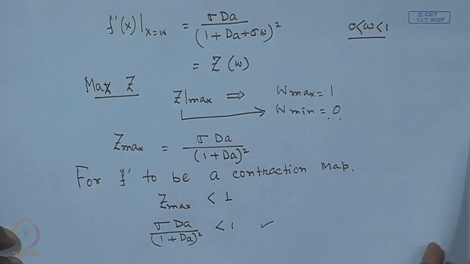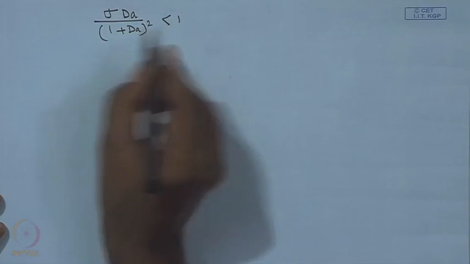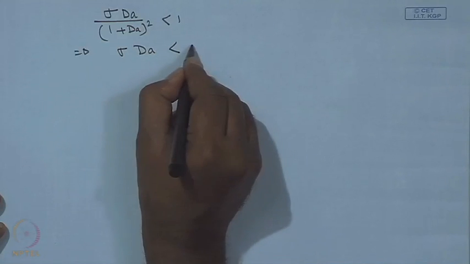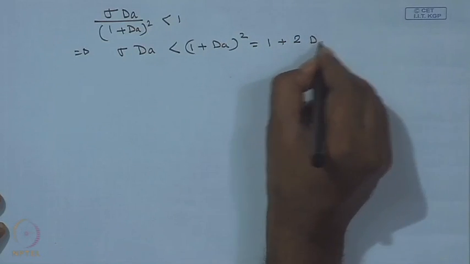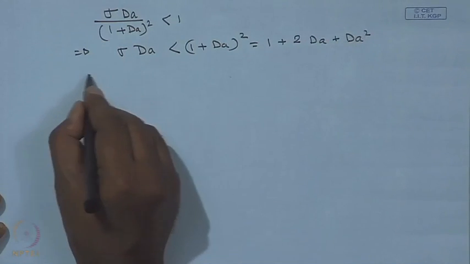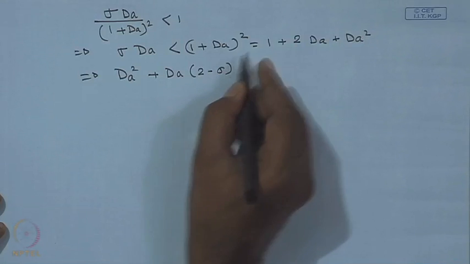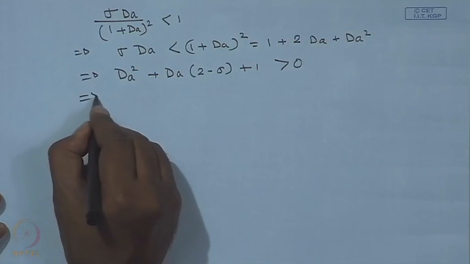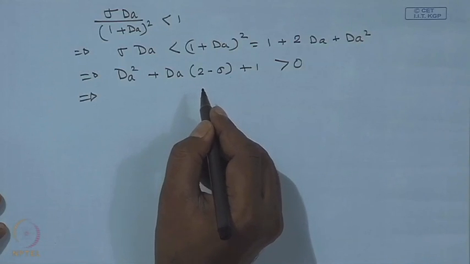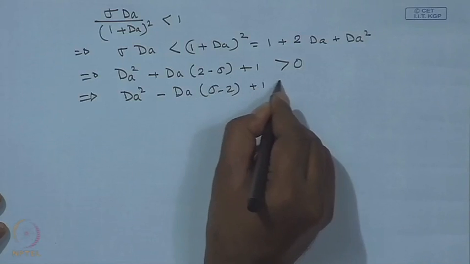So, we simplify this equation and see what we get. If we simplify that equation, we will get sigma dA divided by 1 plus dA square less than 1. So, therefore, sigma dA should be less than 1 plus dA square, which is equal to 1 plus 2 dA plus dA square. So, therefore, dA square plus dA times 2 minus sigma plus 1 should be greater than 0. So, you are going to get this equation. Sigma is typically a value in the positive domain, so we can write it as dA square plus (2 minus sigma) dA plus 1 greater than 0.